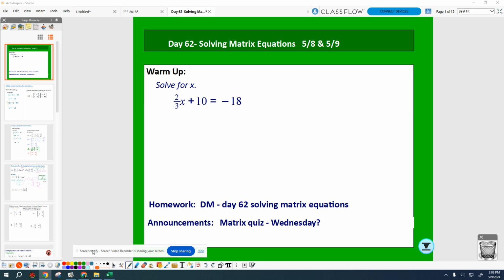Okay, so what's the process? I want to know the process more than just the answer. So what is your process? So subtract x on both sides. -180. And then multiply that by 3 times. And then multiply by the reciprocal.